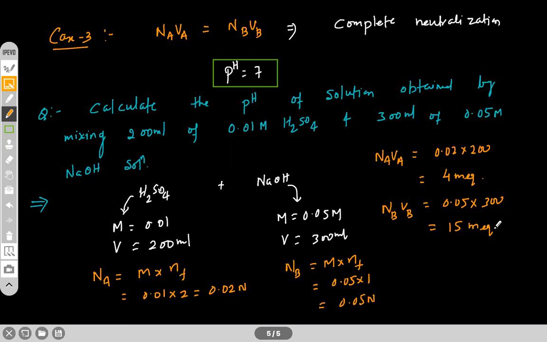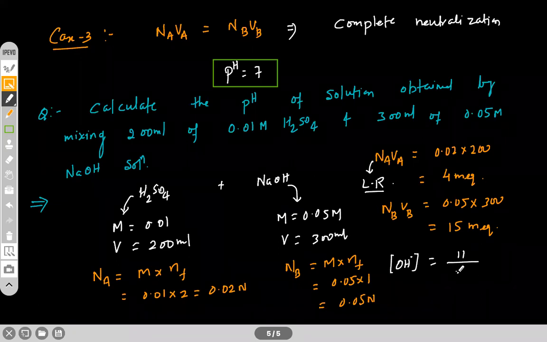So obviously, which one is the limiting reagent here? Limiting reagent is the acid because it is lesser, right? So it is the limiting reagent. Hence, the solution is basic. OH minus concentration would be 15 minus 4, 11, divided by 200 plus 300, 500. So it is 2.2 divided by 100, so 0.022 OH minus concentration.